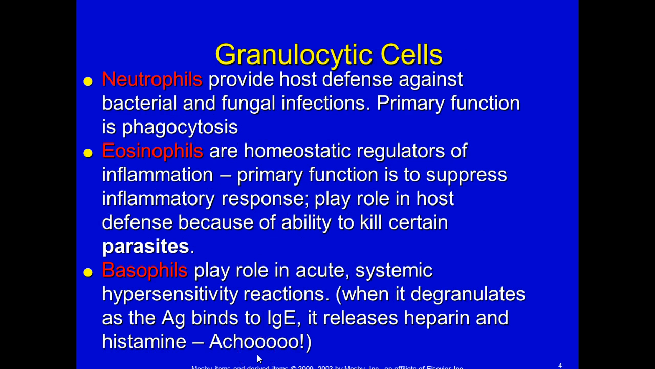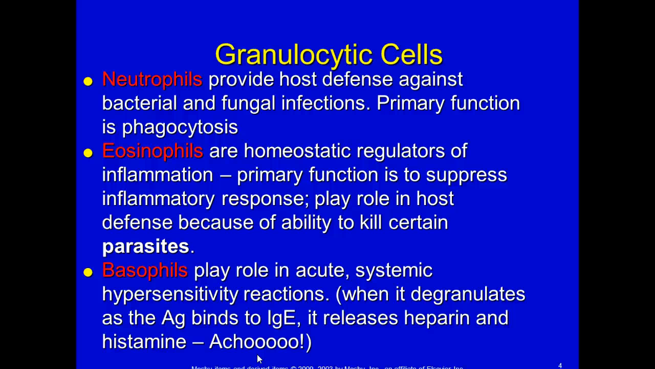So what are considered granulocytic cells? The cells that have granules. Hopefully you're familiar with these from your hematology course, but we're going to review. Neutrophils provide the host defense against bacterial and fungal infections. Their primary function is phagocytosis, which is the eating of bacteria, kind of like Pac-Man.